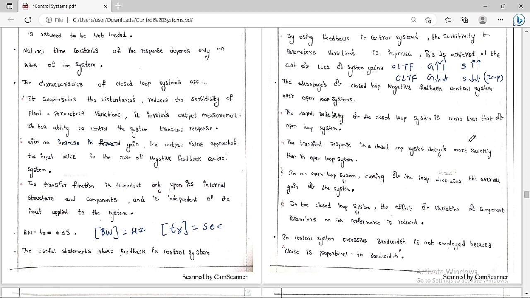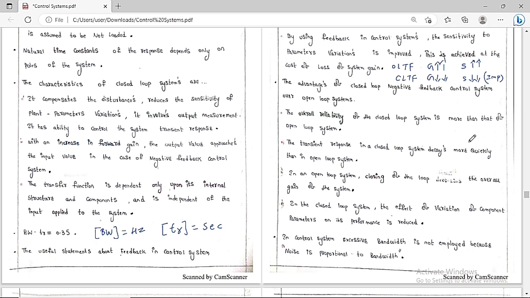The next point is, in control systems, excessive bandwidth is not employed because noise is proportional to bandwidth. And what I told you, as the bandwidth increases, the noise also increases. So that is the reason in the case of control systems, we always prefer less bandwidth. In the case of control systems, we always prefer to choose only low bandwidth, because as the bandwidth increases, the noise also increases.